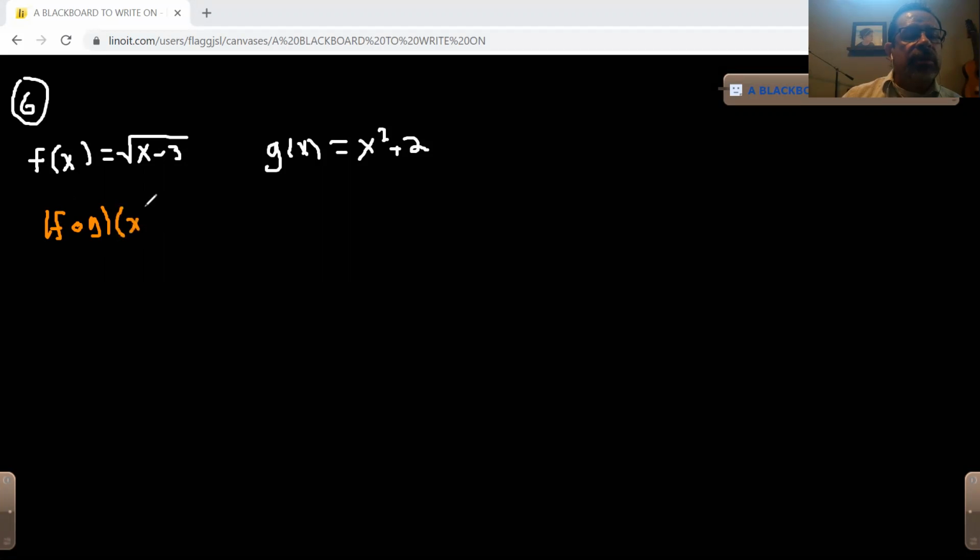So f of g means we're going to be substituting g within f. I'm going to do the same procedure I did with the other one. I'm going to put the square root here, and wherever there's an x, I'm going to put a parenthesis. And so we're going to substitute g with x squared plus 2.